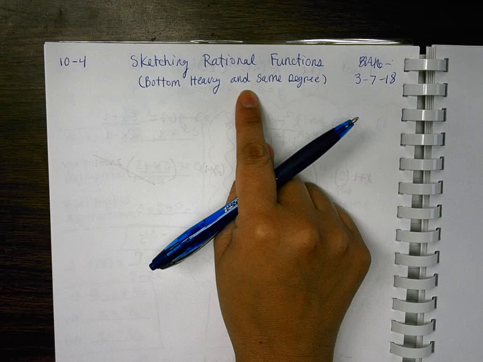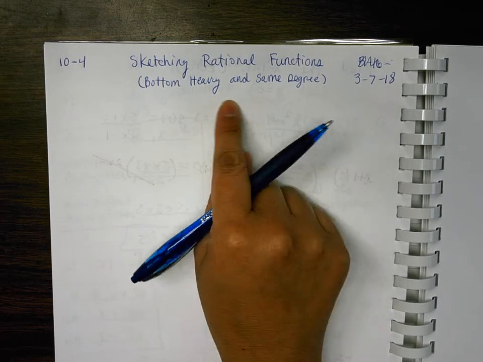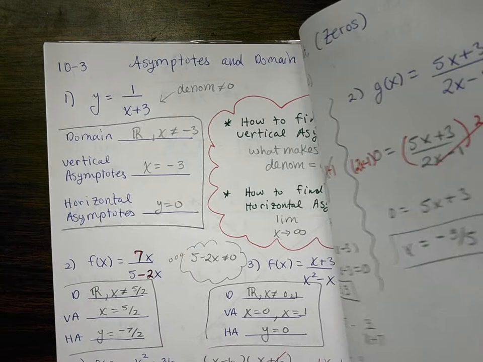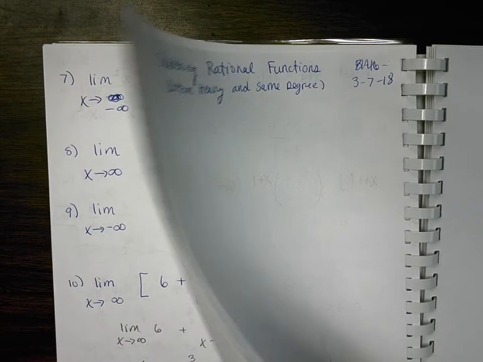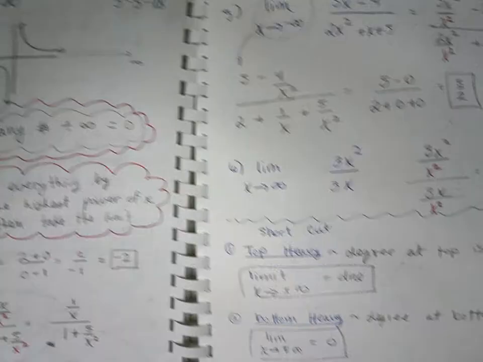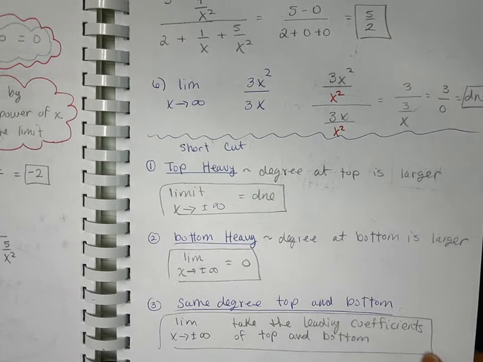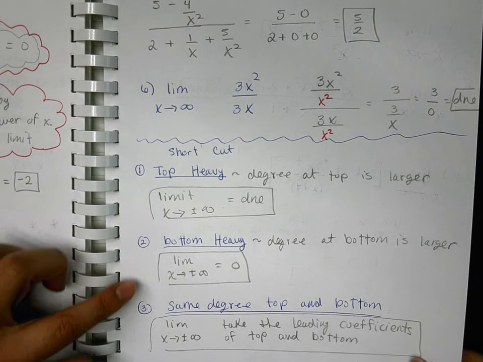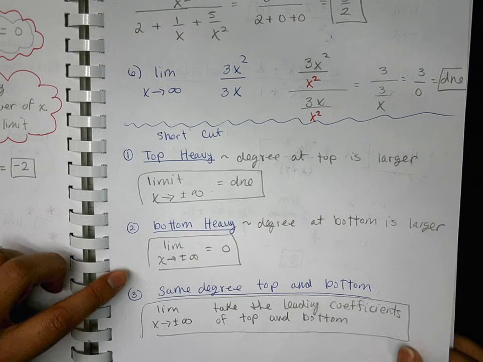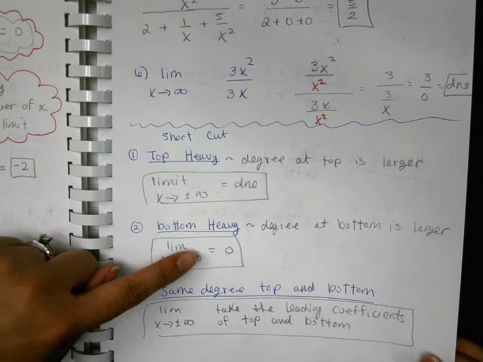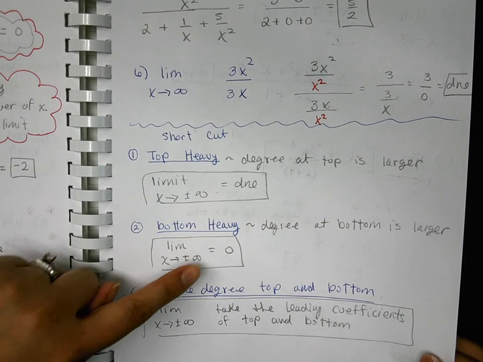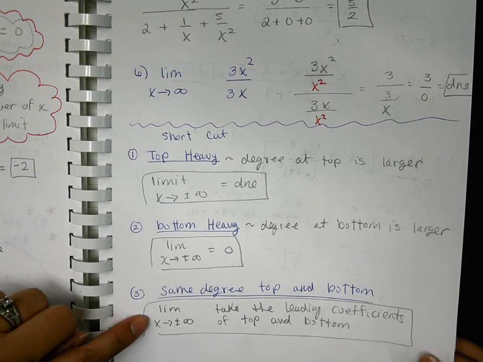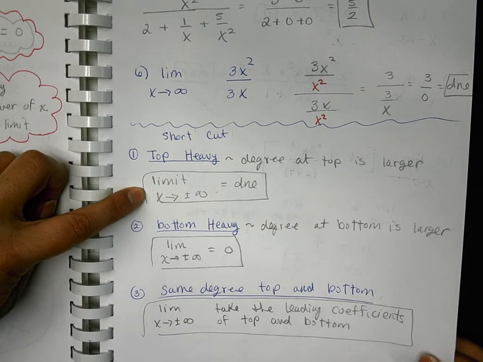All right. Bottom heavy and same degree are the ones we are graphing today. So if you take a look really quick at the shortcut that we had the other day, bottom heavy and same degree, are those the two I said we're dealing with? So what kind of horizontal asymptotes are we going to end up with? Either y equals 0 or y equals a number like 1/2, the leading coefficients. We will not end up with what?